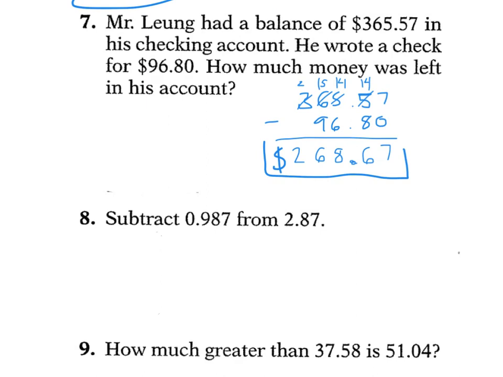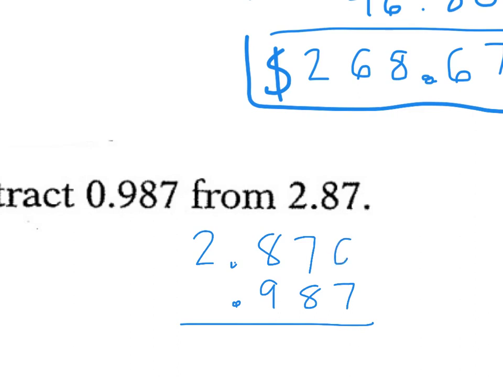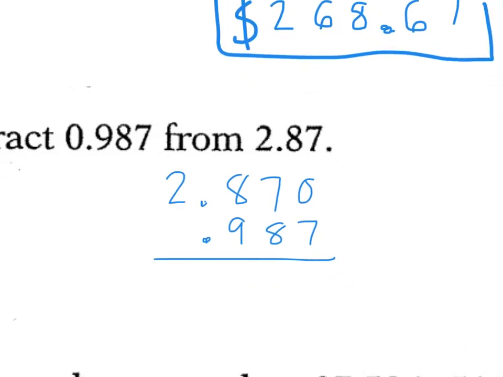Number 8. Subtract 0.987 from 2.87. So 2.87 goes on top, and then 0.987 goes on bottom. So this has to become a 0. We can't subtract 0 minus 7, so this has to become a 10. This one becomes a 6. This becomes a 16 and 7. And this becomes a 1 and 17.